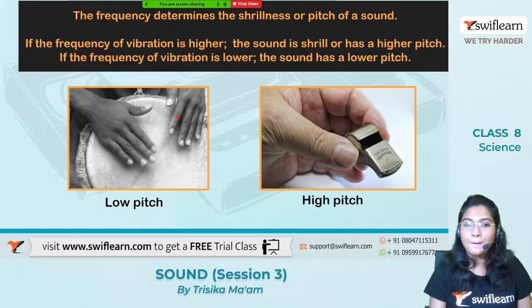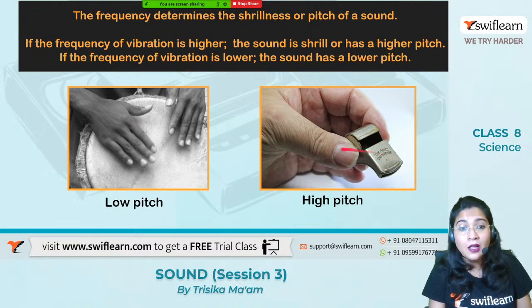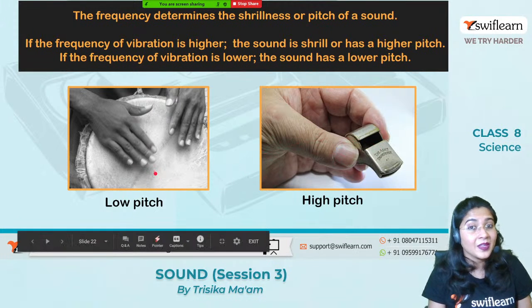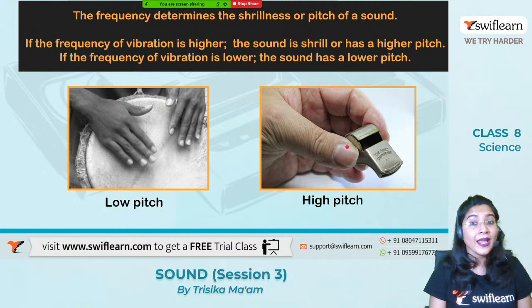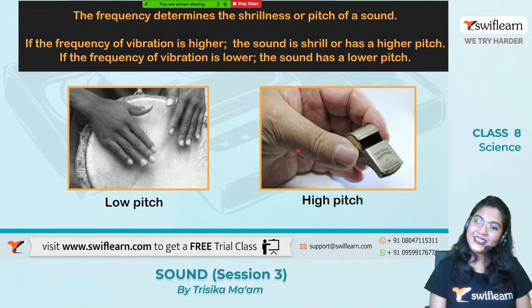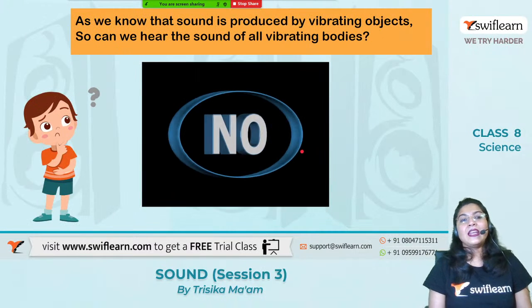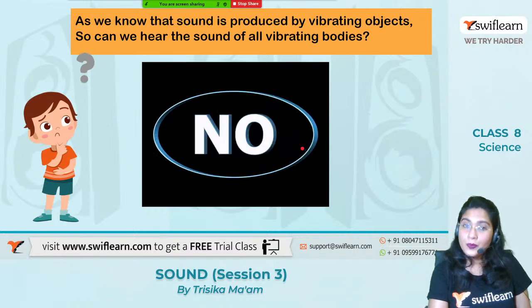Now think about these two things. One is a drum. When you strike the drum, it will give you a sound which can be of equal loudness to that of this whistle, but its pitch is lower, right? And with the same loudness, if you blow the whistle, will you be able to understand that it is the whistle? Why? Because the pitch is different, right? It has a high pitch. Clear? Yes.